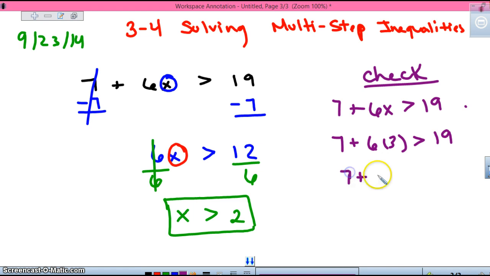7 plus 18 should be greater than 19. What's 7 plus 18? 25 is greater than 19. Is this true? That means we solved correctly.